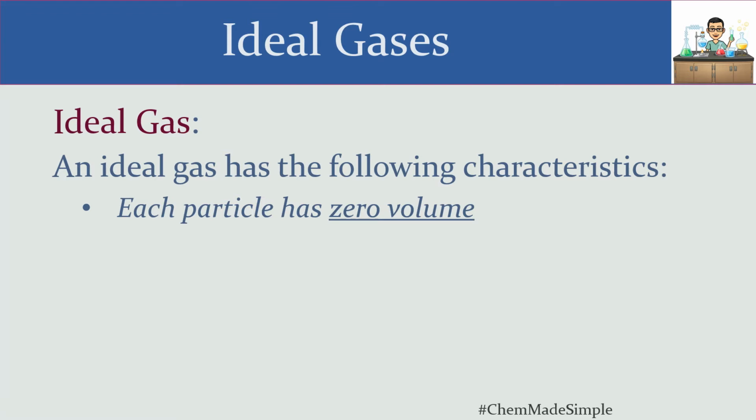Now, straight away we can see that this is an unrealistic expectation because the only things that have zero volume are things that don't exist. And so when we say that the ideal gas particle has to have zero volume, there's no way that any particle has zero volume. Every particle takes up some sort of space. But the general principle is that the space that's occupied by that particle individually is very, very small compared to how far these molecules are away from each other.